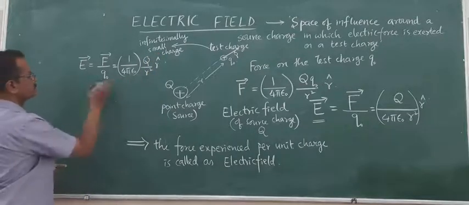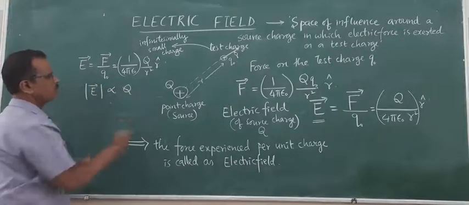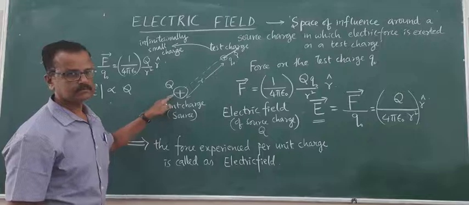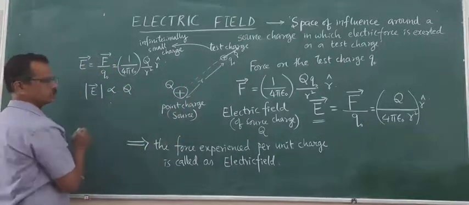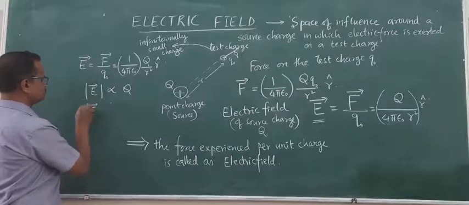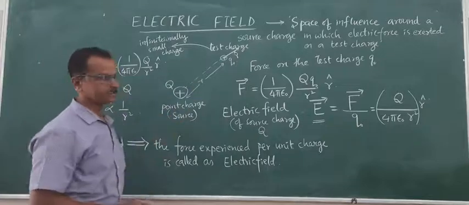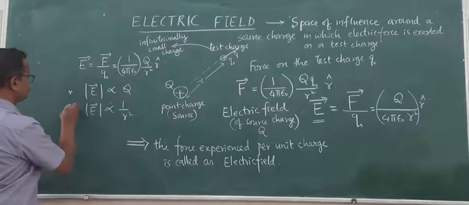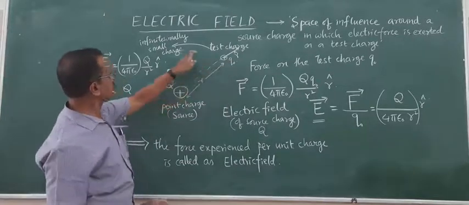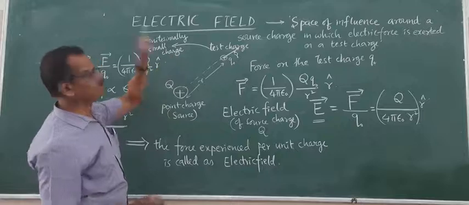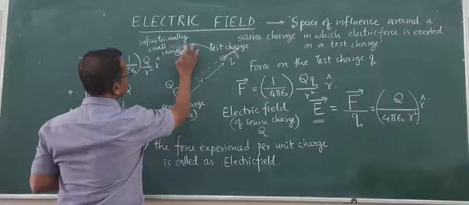So the electric field magnitude depends directly on the amount of source charge, and it does not depend on the test charge. It is inversely proportional to the square of the distance separating these two charges. So these are the two points to be remembered. And you see, here the test charge should be an infinitesimally small amount of positive charge.